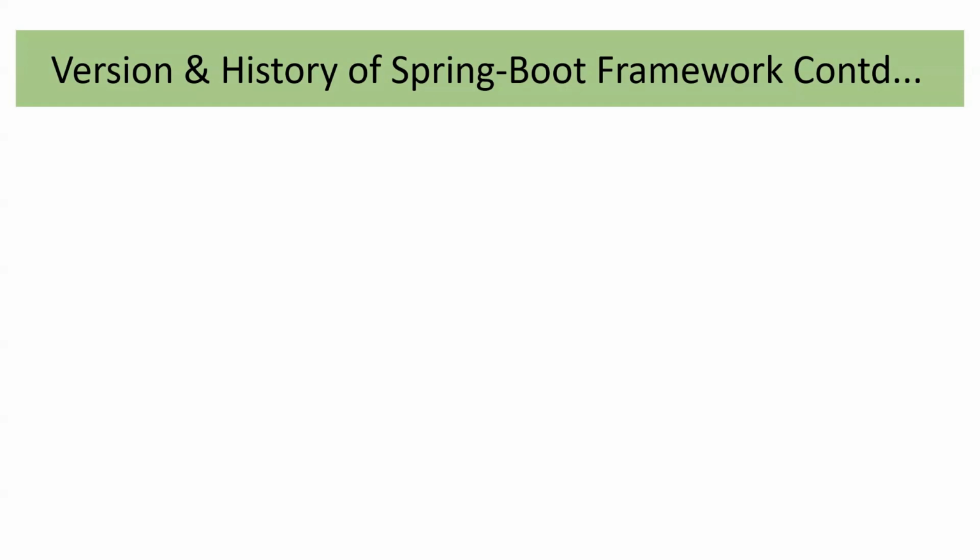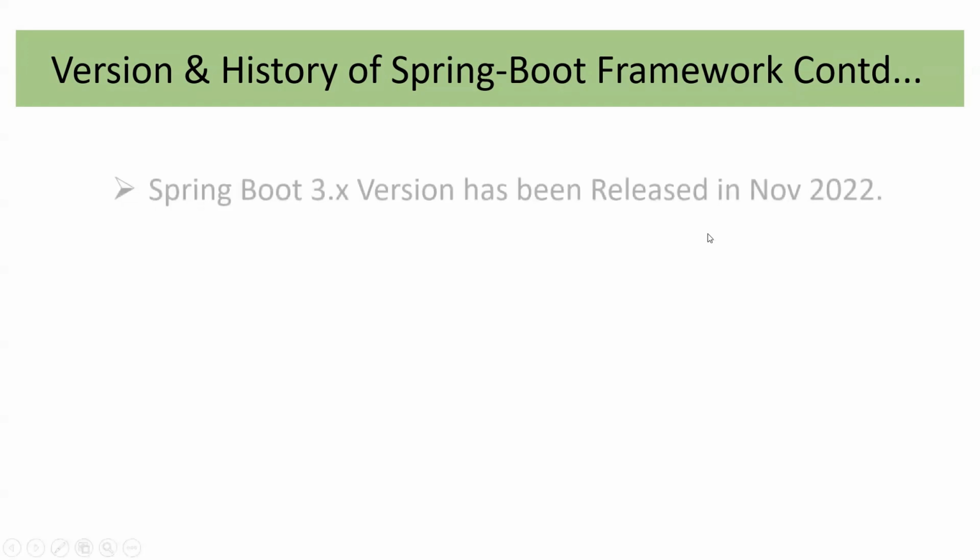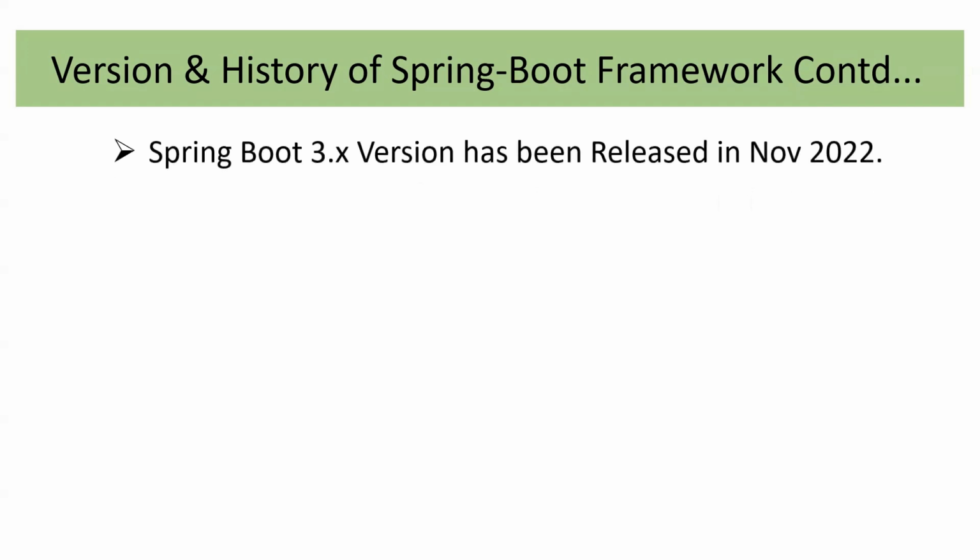And again, Spring Boot 3.x has been released after 4 years of Spring Boot 2.x. So this Spring Boot 3.x was released in the year 2022. And before this Spring Boot 3.x, Spring 6.0 was released. So this Spring Boot 3.x internally works on Spring 6.0 itself.